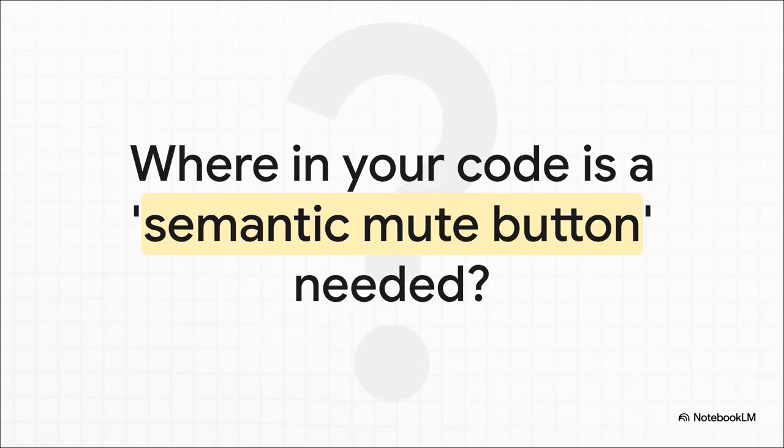And that's a wrap. So I'll just leave you with this question to think about. The next time you're writing some code, take a second and ask yourself, where is my HTML structure adding more noise than value? Where in your code is a semantic mute button desperately needed?